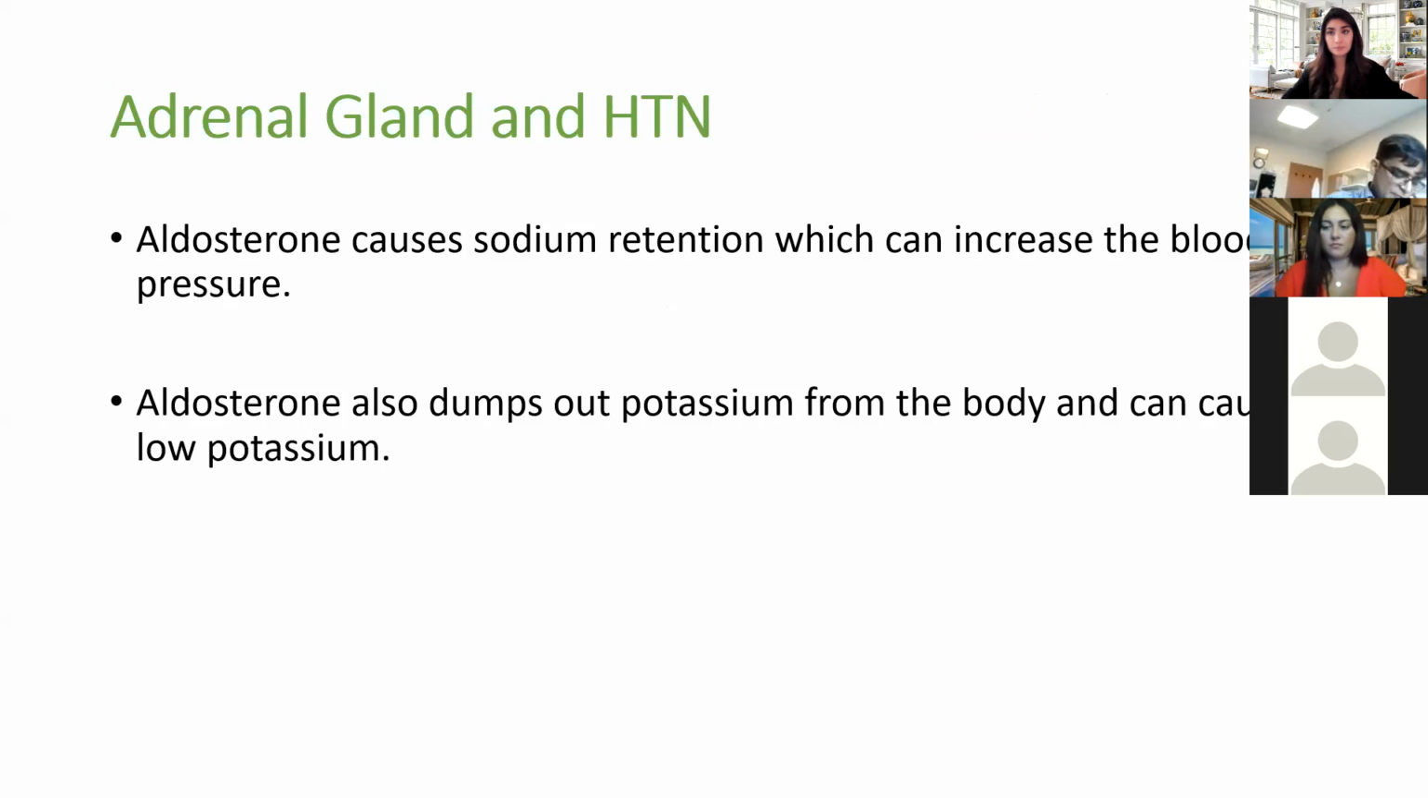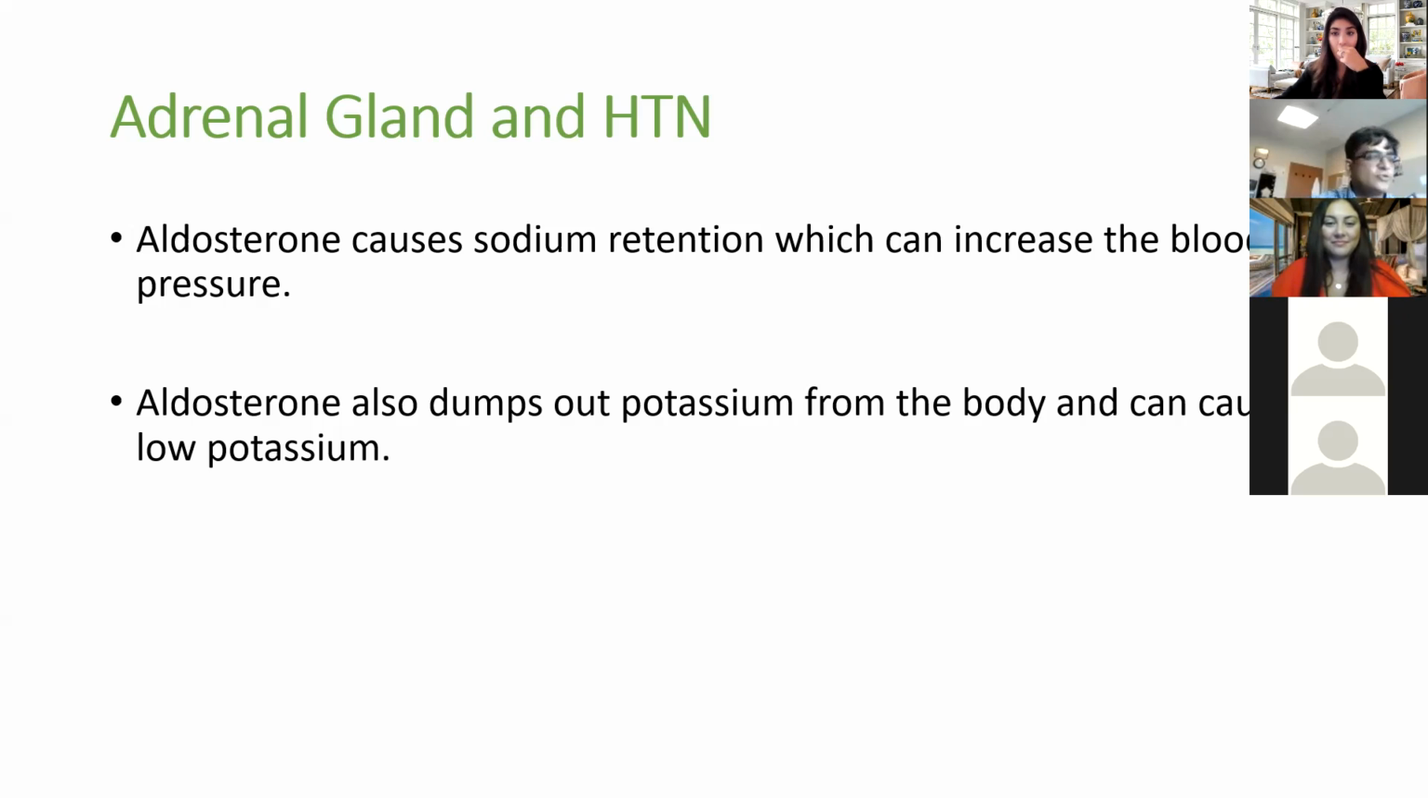Now, the third and the last part of this talk is adrenal glands and hypertension. Normally, this aldosterone that the adrenal glands, the adrenal cortex, make causes sodium retention. If you retain sodium, then this will increase the plasma volume. The blood pressure will increase. And that's why if this benign mass on the adrenal is making too much hormone, then these patients will have high blood pressure. And also this aldosterone dumps out potassium from the system.